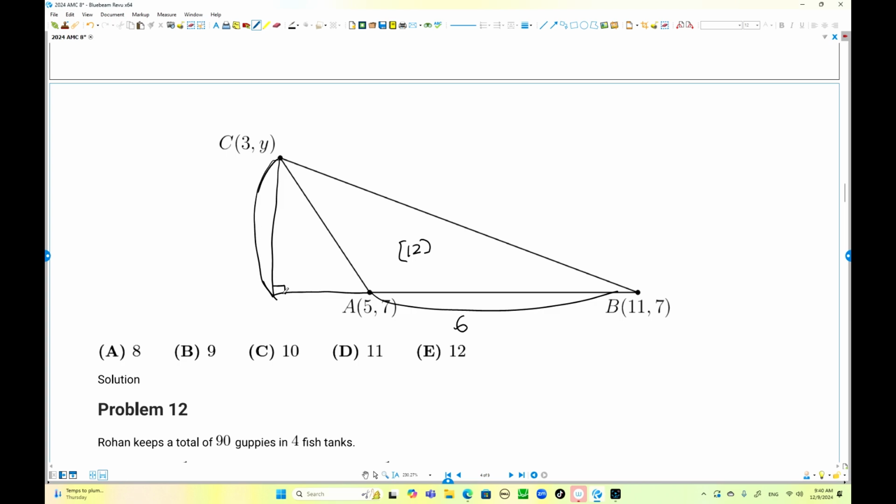But this is a coordinate. Up to here, that is 7. Y minus 7, isn't it? That's the height. So 6 times y minus 7 divided by 2 is what? That is 3, right? That equals 12. So when you divide by 3 again, that is 4. Y minus 7 is 4. Y is 11. Okay, that's the answer.